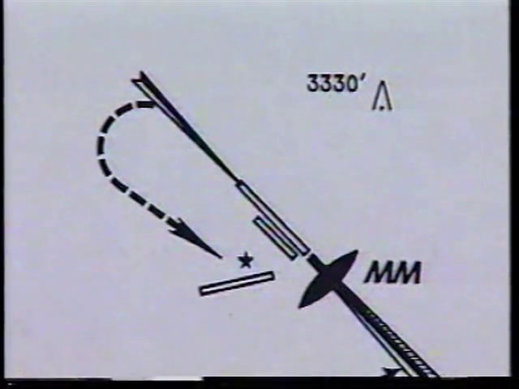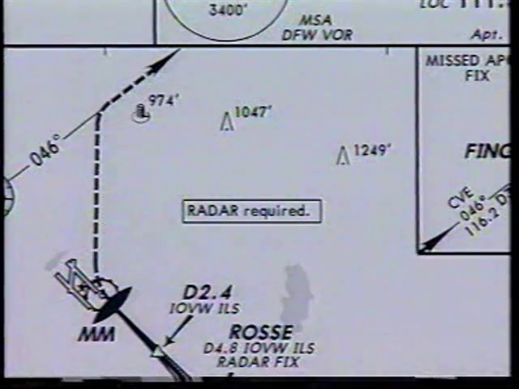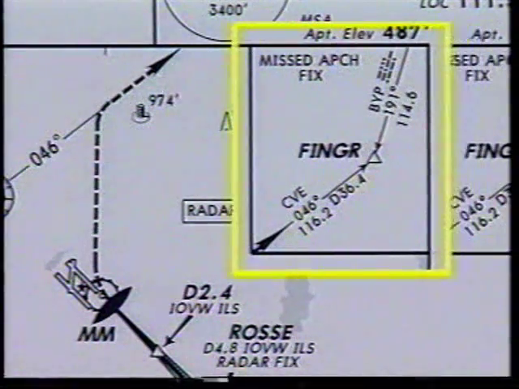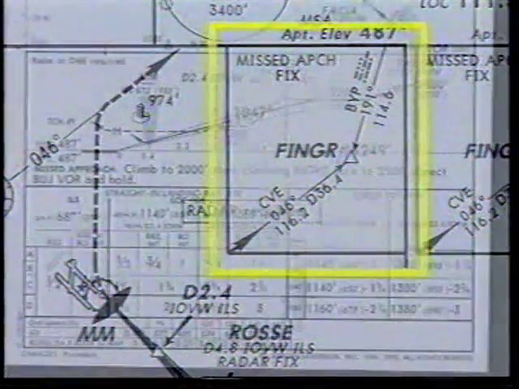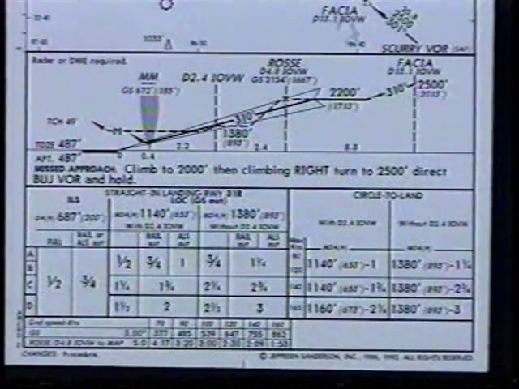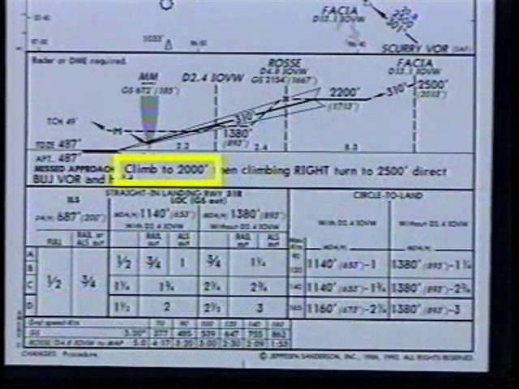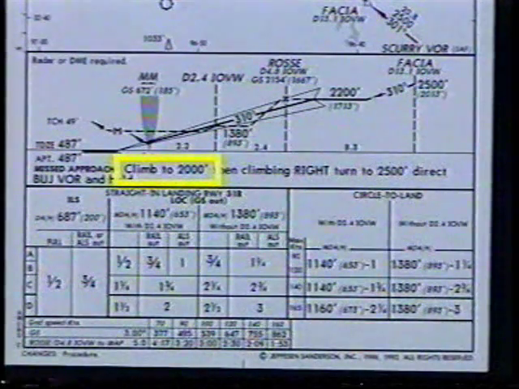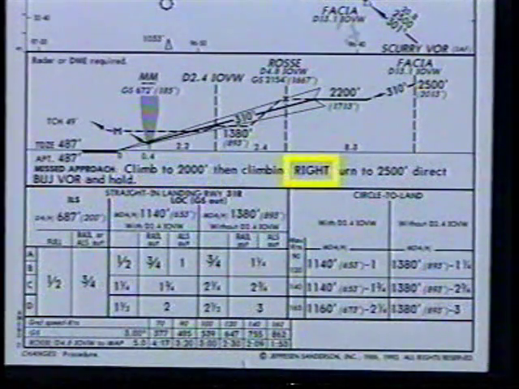The initial maneuvering course for the missed approach is shown on the plan view by a dashed line. Where information concerning the missed approach continues off the plan view, an inset is provided. The inset area is not drawn to scale. Exact details of the missed approach procedure are specified below the profile view. Where just the word climb appears, such as climb to 2000, you're required to climb straight ahead. Any turn is indicated in capital letters.